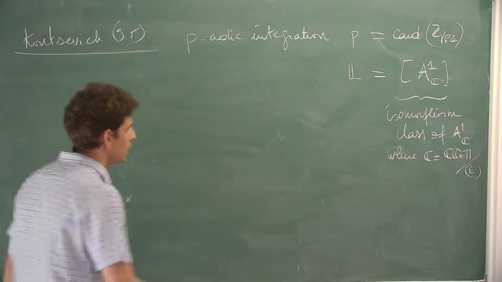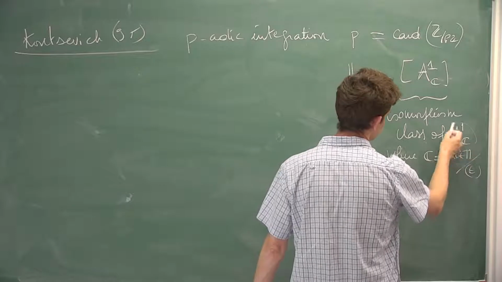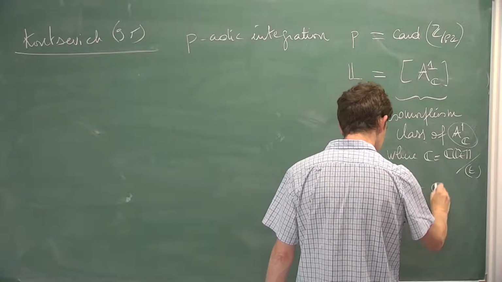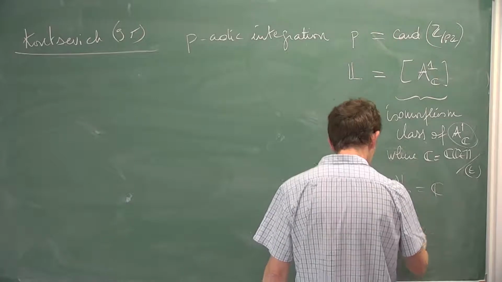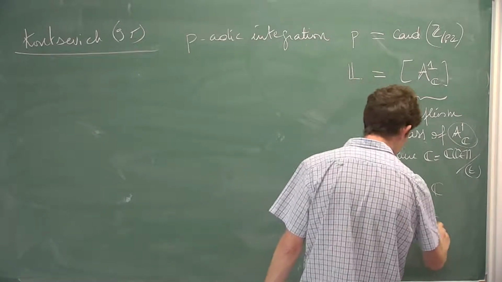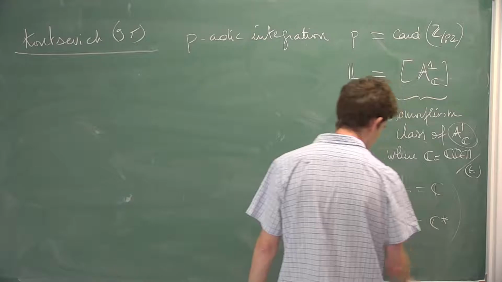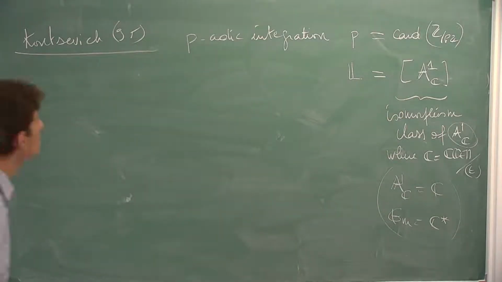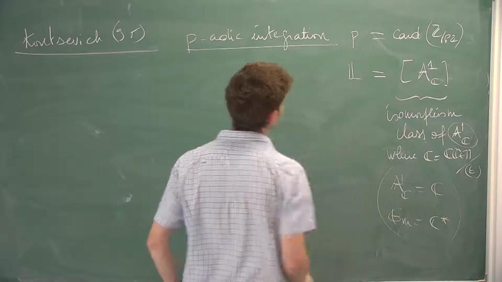Okay, so I use a schematic notation. So A1, if you don't know, A1 of C is just C, and when I write Gm, it will just be C star. Okay, just use a schematic notation. So this is the idea.